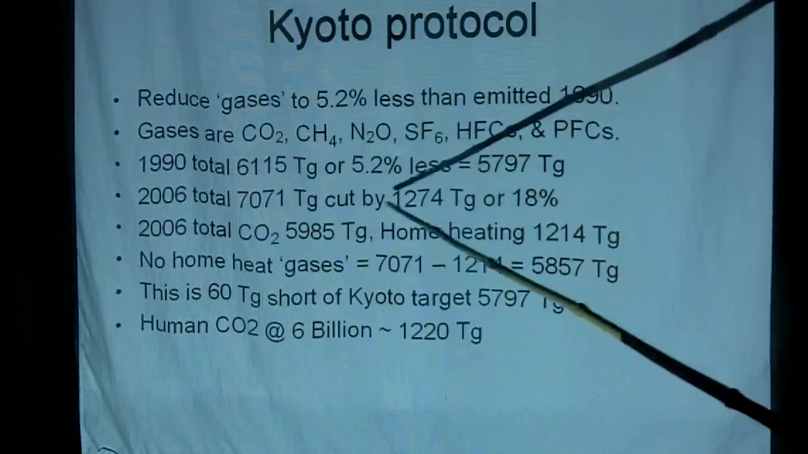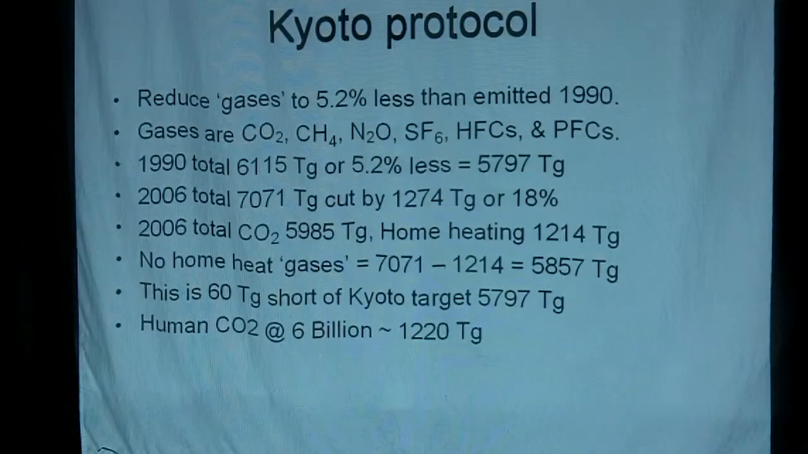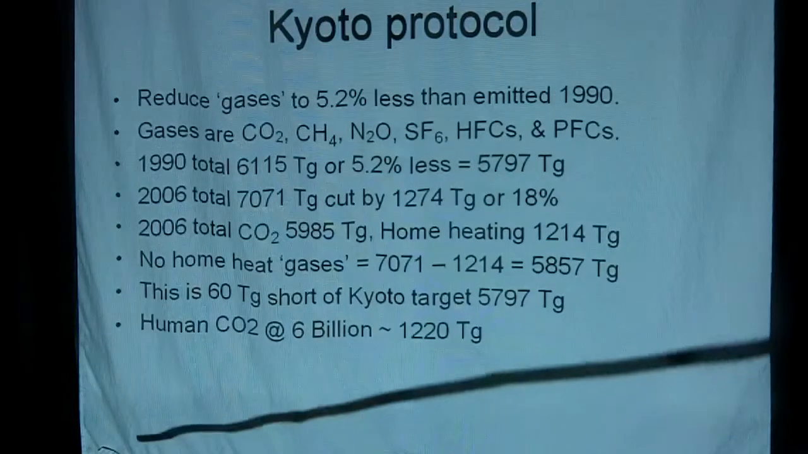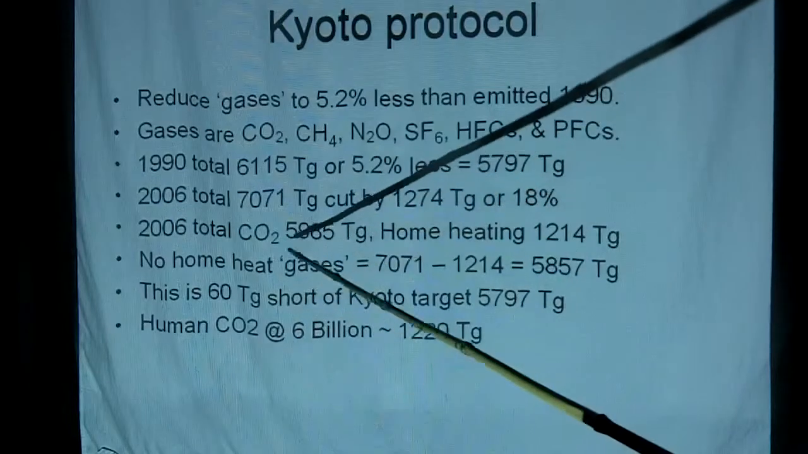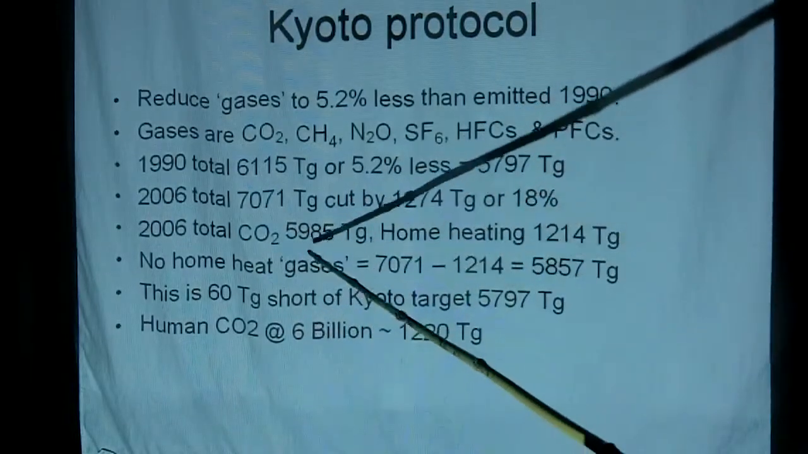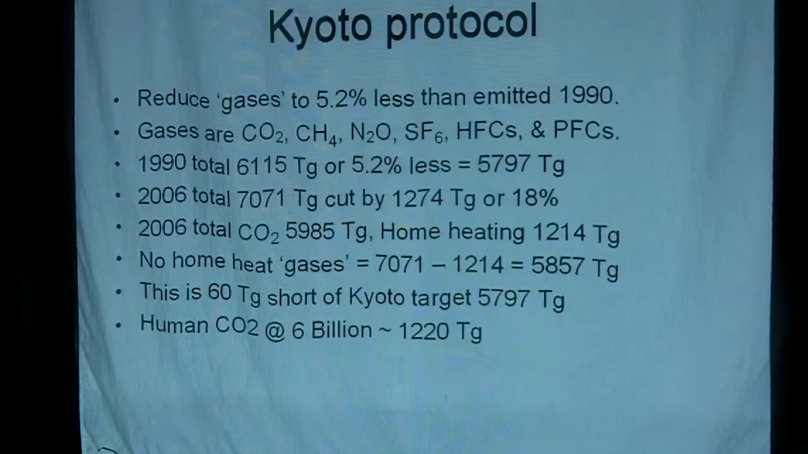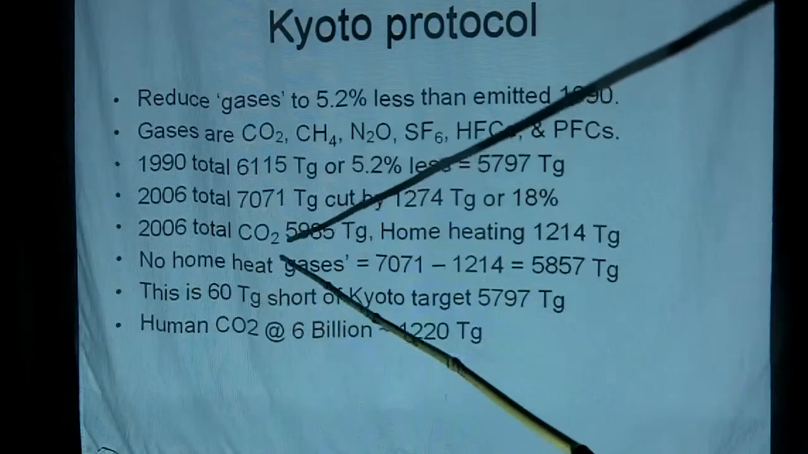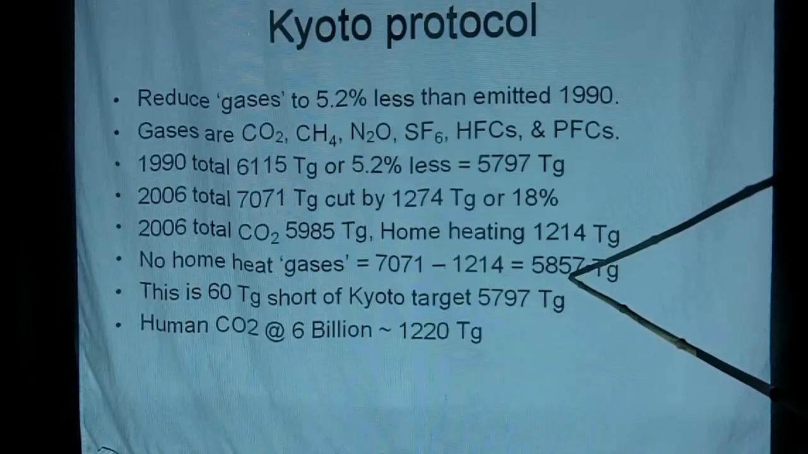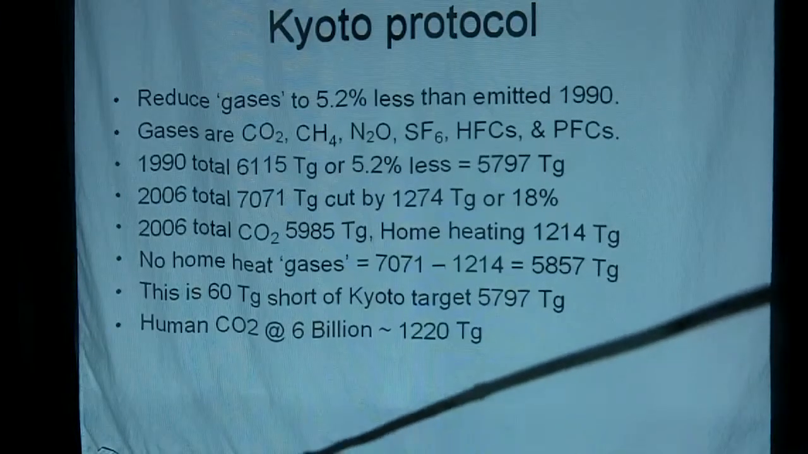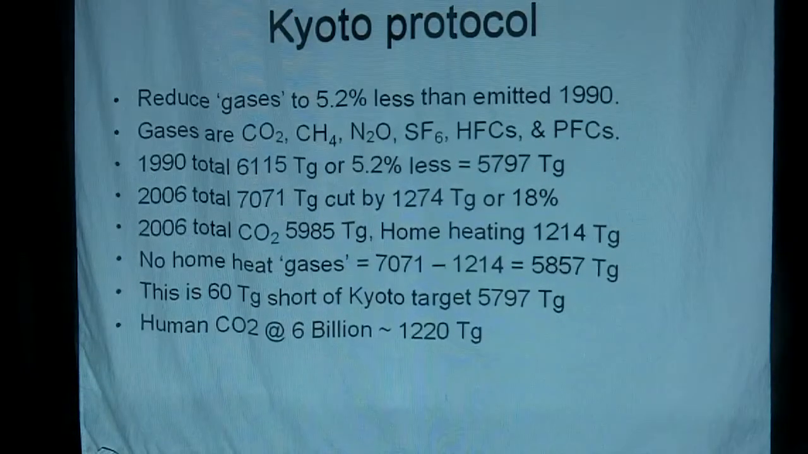But just to show how big this cut would be, in 2006, the total of all these gases was 7,000 some odd teragrams. And we'd have to cut that by this much, which is 18%. And to show you how big that is, carbon dioxide in 2006 was a total of 5,985, and home heating was 1,214. And even if we didn't allow anybody to heat their homes, it wouldn't reduce the production of carbon dioxide enough to meet the Kyoto Protocol, which fortunately we didn't agree to. And we'd still be 60 teragrams short of the Kyoto target.